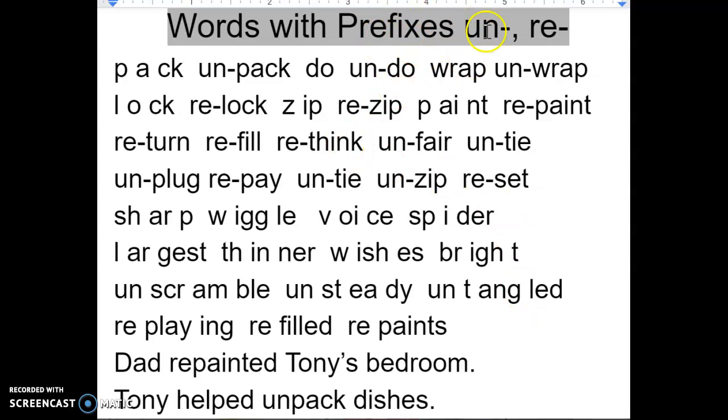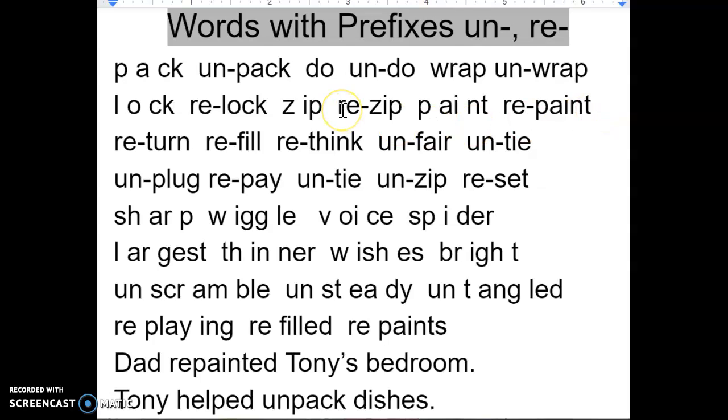So prefixes are the letters that go in front of a word to change the meaning of the word. When you see un in front of a word like unpack, it means to undo it. Unwrap means to undo the wrapping. How about re? If you see re in front of a word like relock, that means to do it again. Repaint means to paint it again.